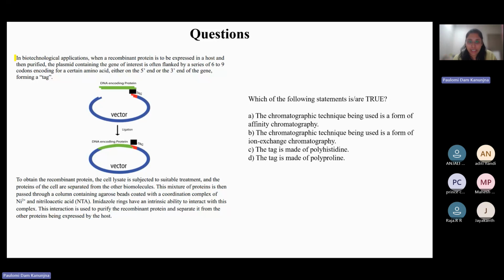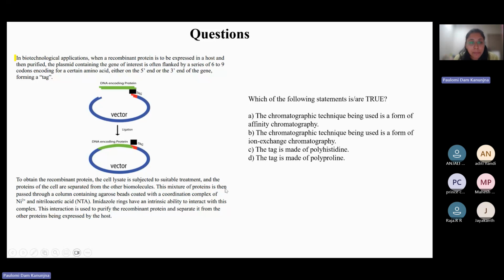So you can see your tag here. This is the tag. This is what will help you take your protein out from the vector. So to obtain the recombinant protein, the cell lysate is subjected to suitable treatment, and the proteins of the cell are separated from the other biomolecules.